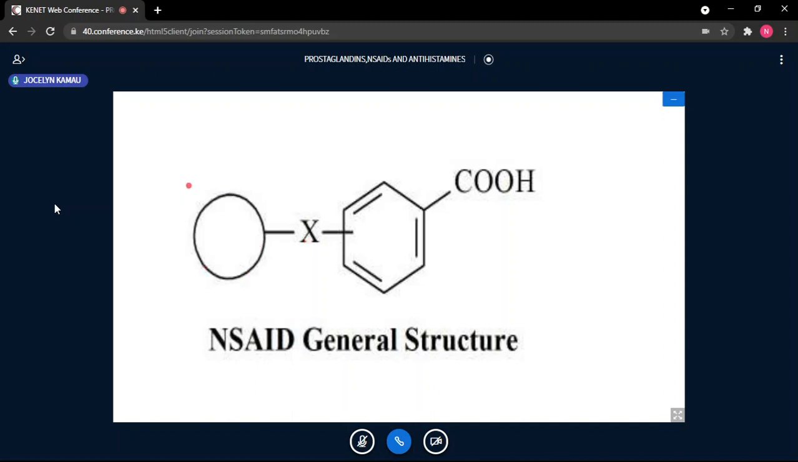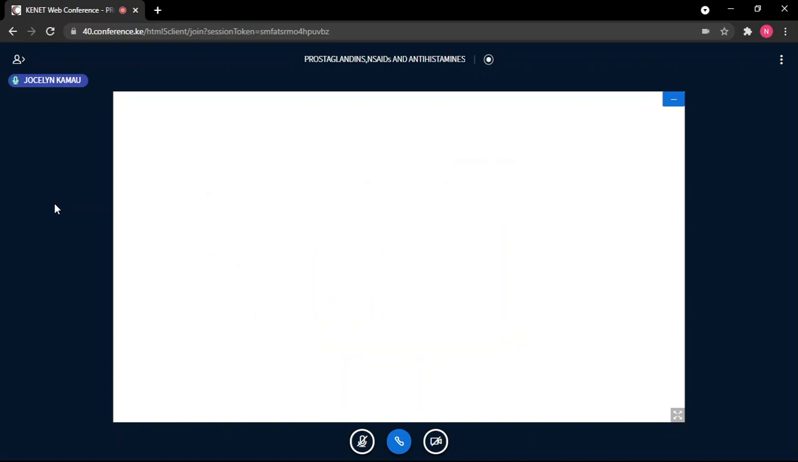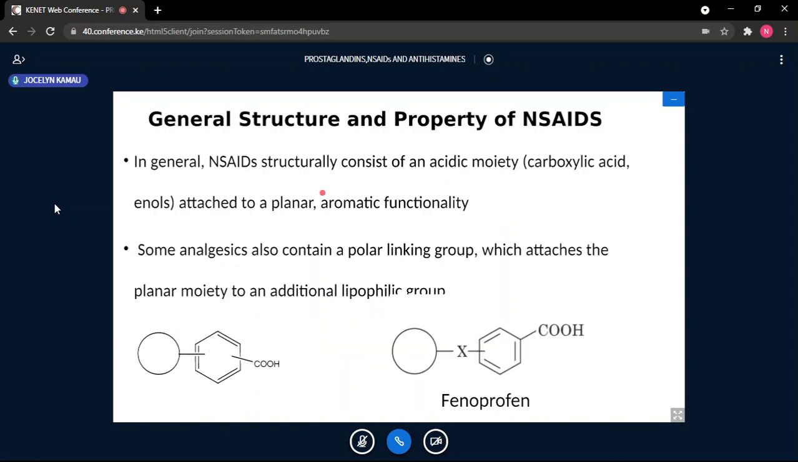What we want to understand is that we have a second hydrophobic group, and as we have said, this group and this group are non-coplanar. They are not in the same plane, and the reason behind that is to allow us to have maximum binding to the receptor. So, general structure and property of the NSAID.